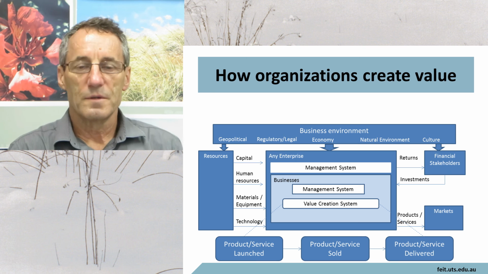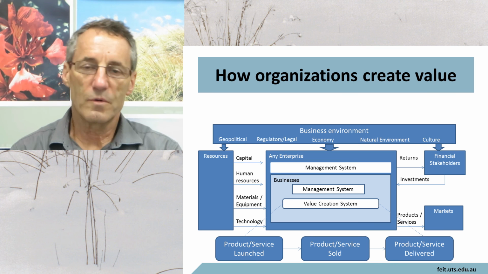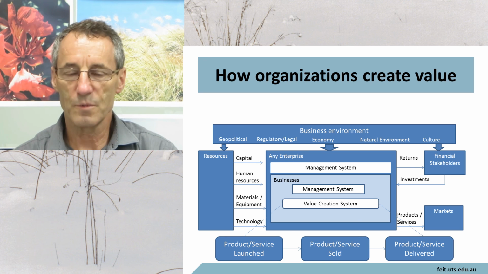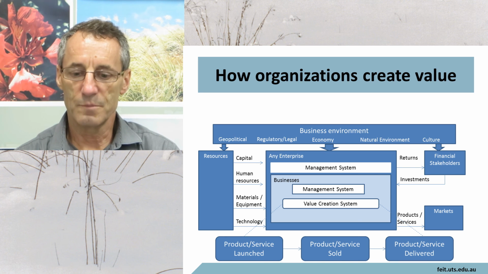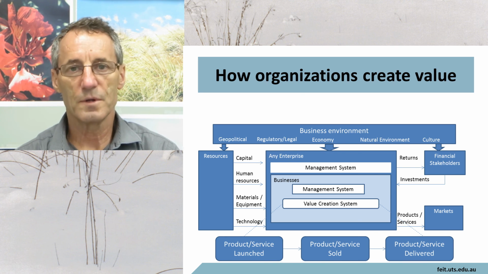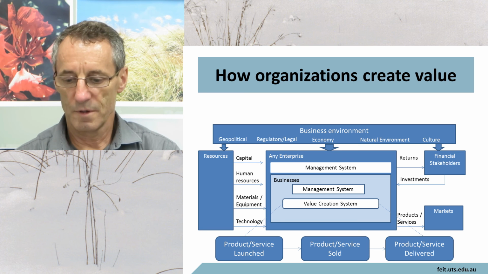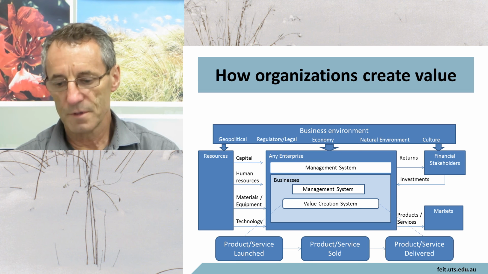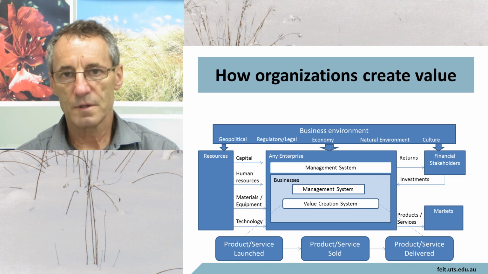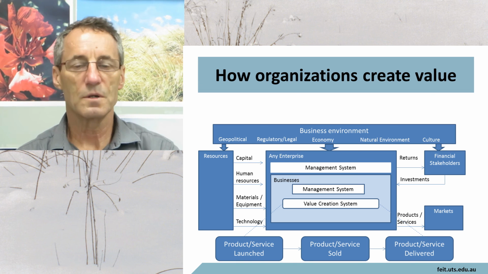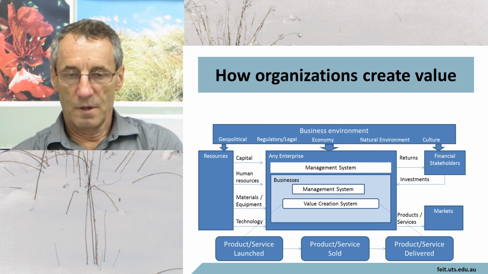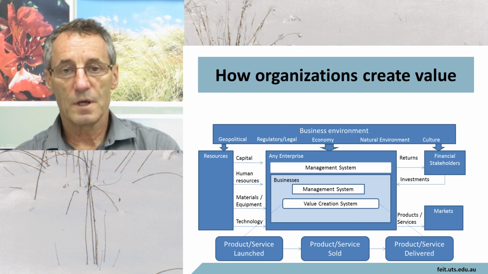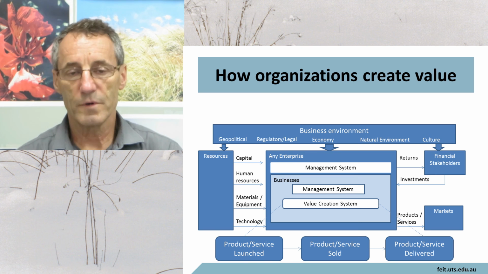Now, around that, if you look at the one up the top, we're talking about the external environment in which the organization operates. And you may or may not be able to see it there. You get the geopolitical environment, the regulatory environment, the economic environment, the natural environment, and the culture in which the organization operates. All these things do affect how the organization can create value and what value it creates.